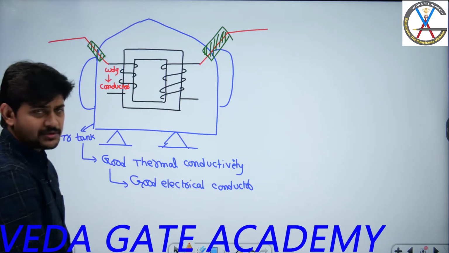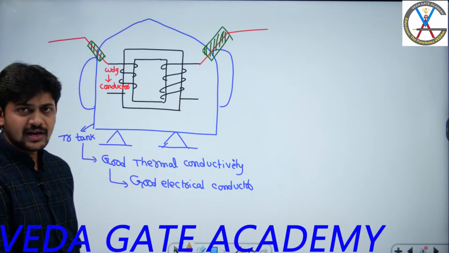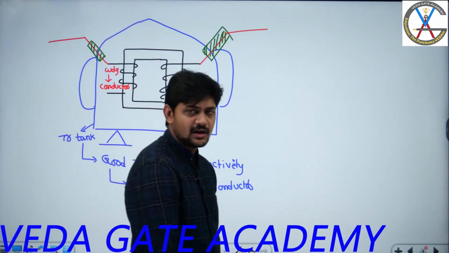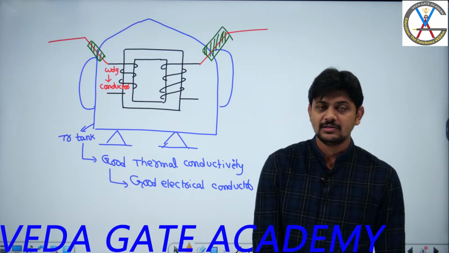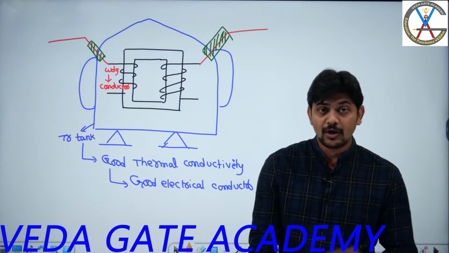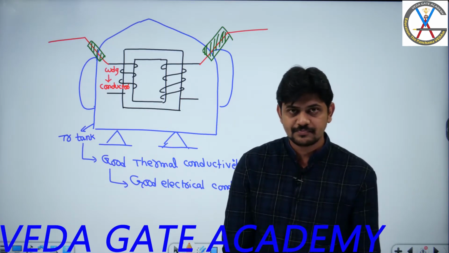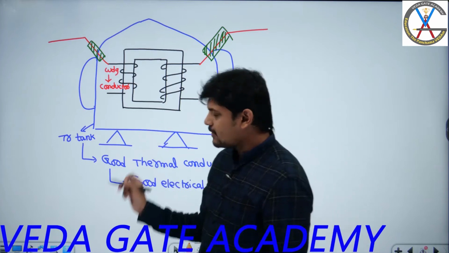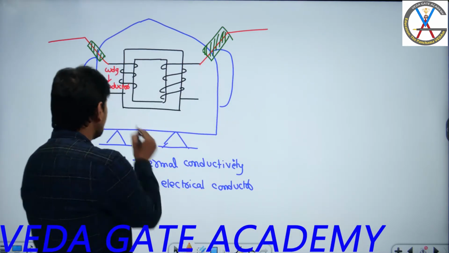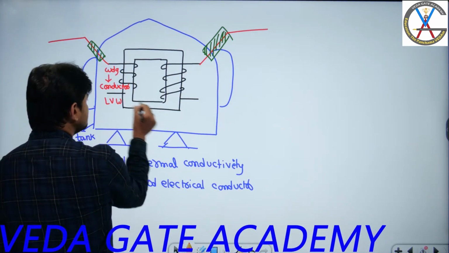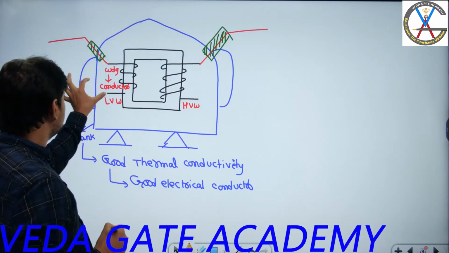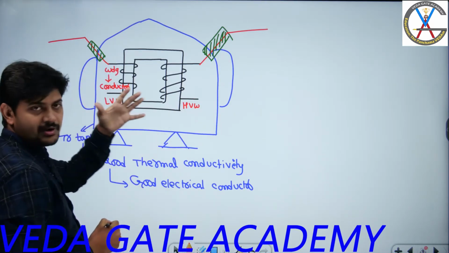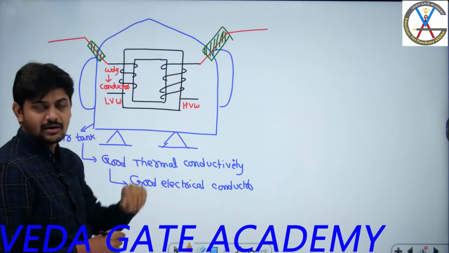Now my question is, can I say the insulating capacity or size of the insulating material depends upon what? The size of the insulating material depends upon the potential difference or impressed voltage. Yes or no? Suppose I assume that this particular winding is an LV winding and this particular winding is the HV winding, then obviously the potential difference between the LV winding and the transformer tank will be less compared to the HV winding and the transformer tank.